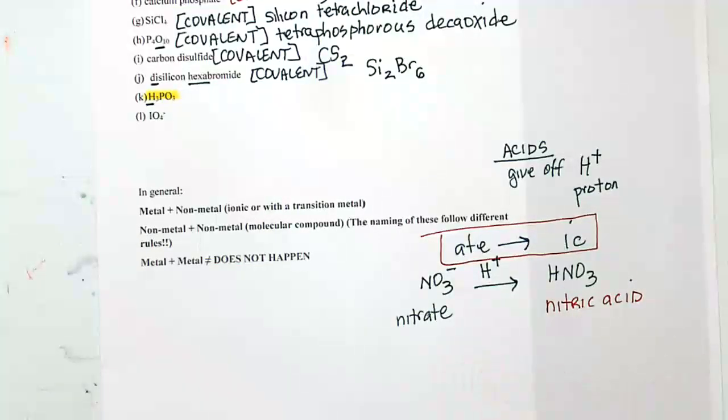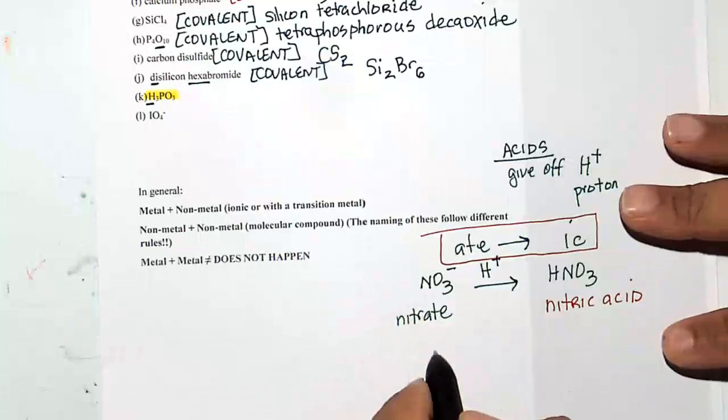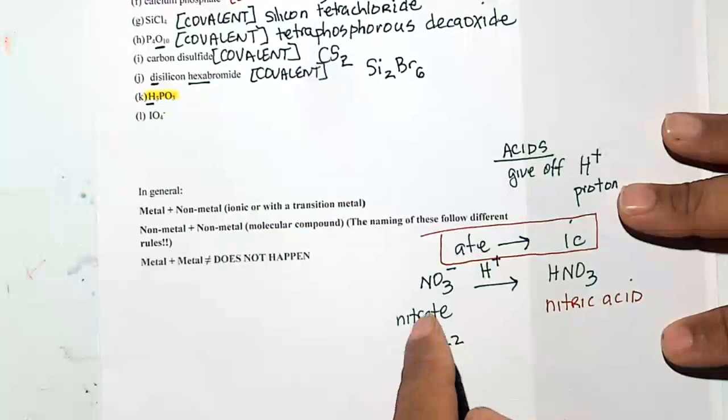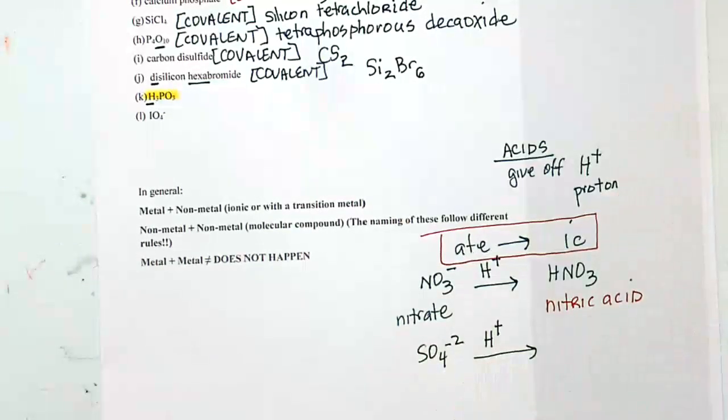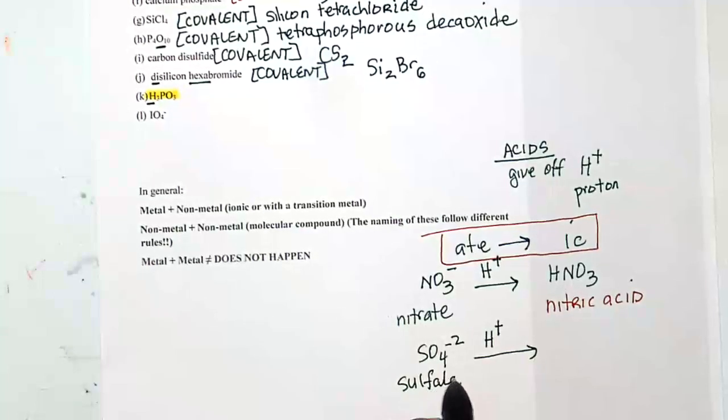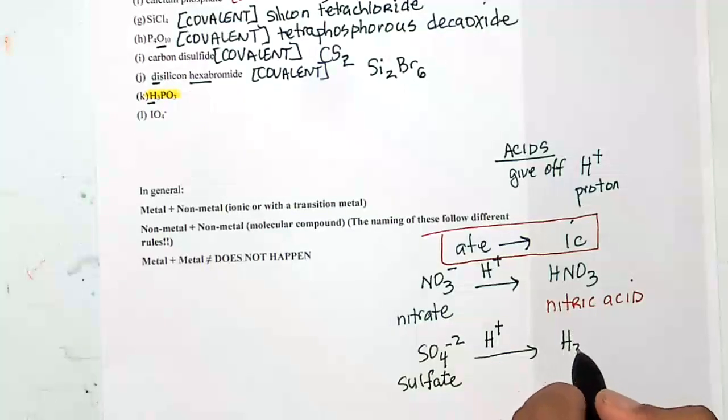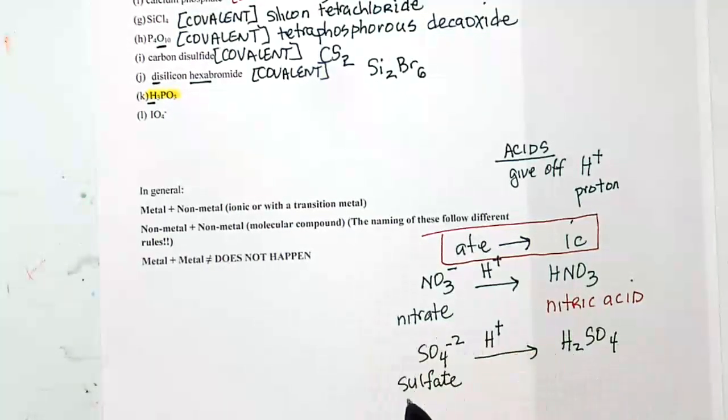Okay. What about sulfate? SO4 minus 2. Let's say I acidify it. I add H+. You know, your stomach is acidic. Your gut is acidic, so it has a lot of H+. What happens if I take sulfate and acidify it? I get H2SO4. Sulfate becomes sulfuric acid. Ate becomes ic.